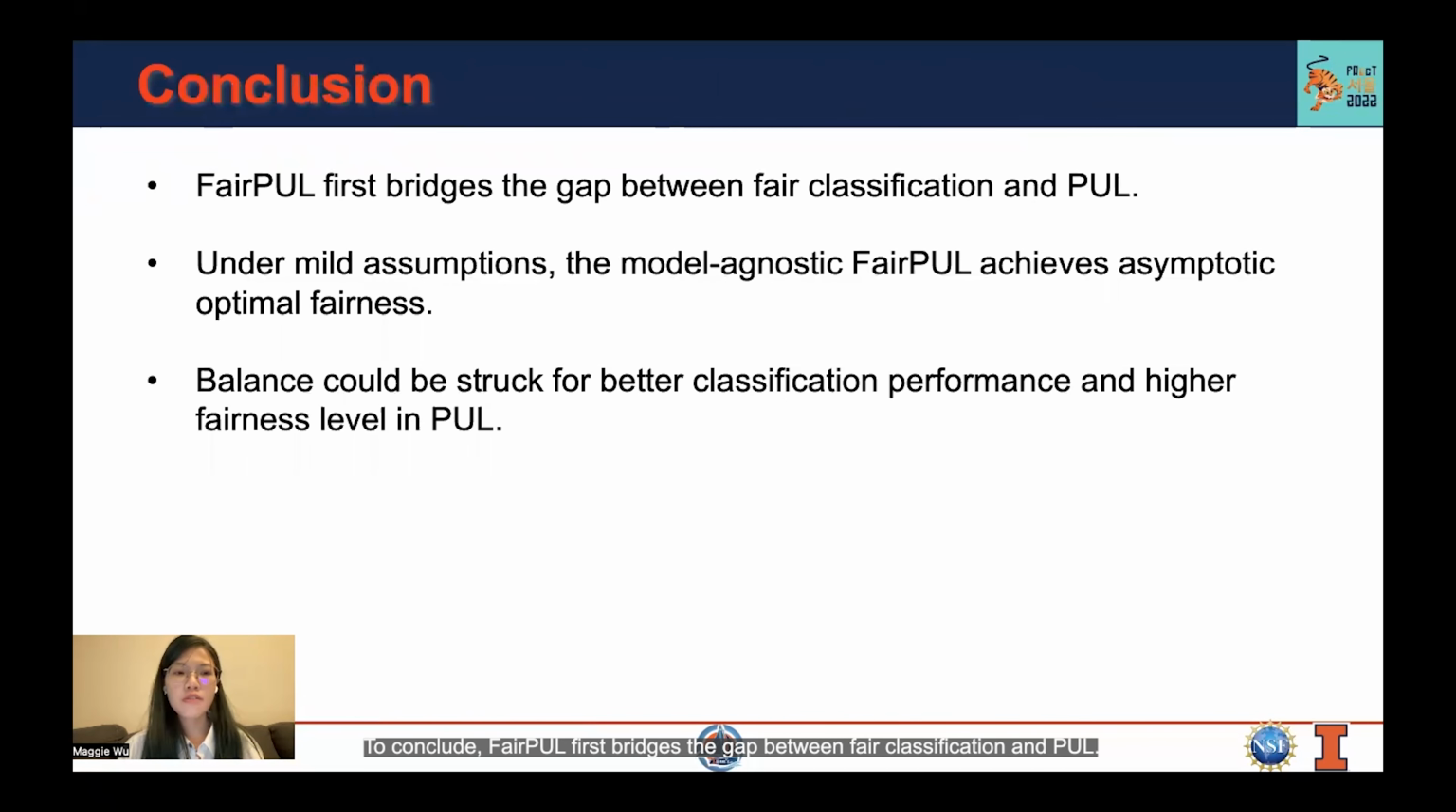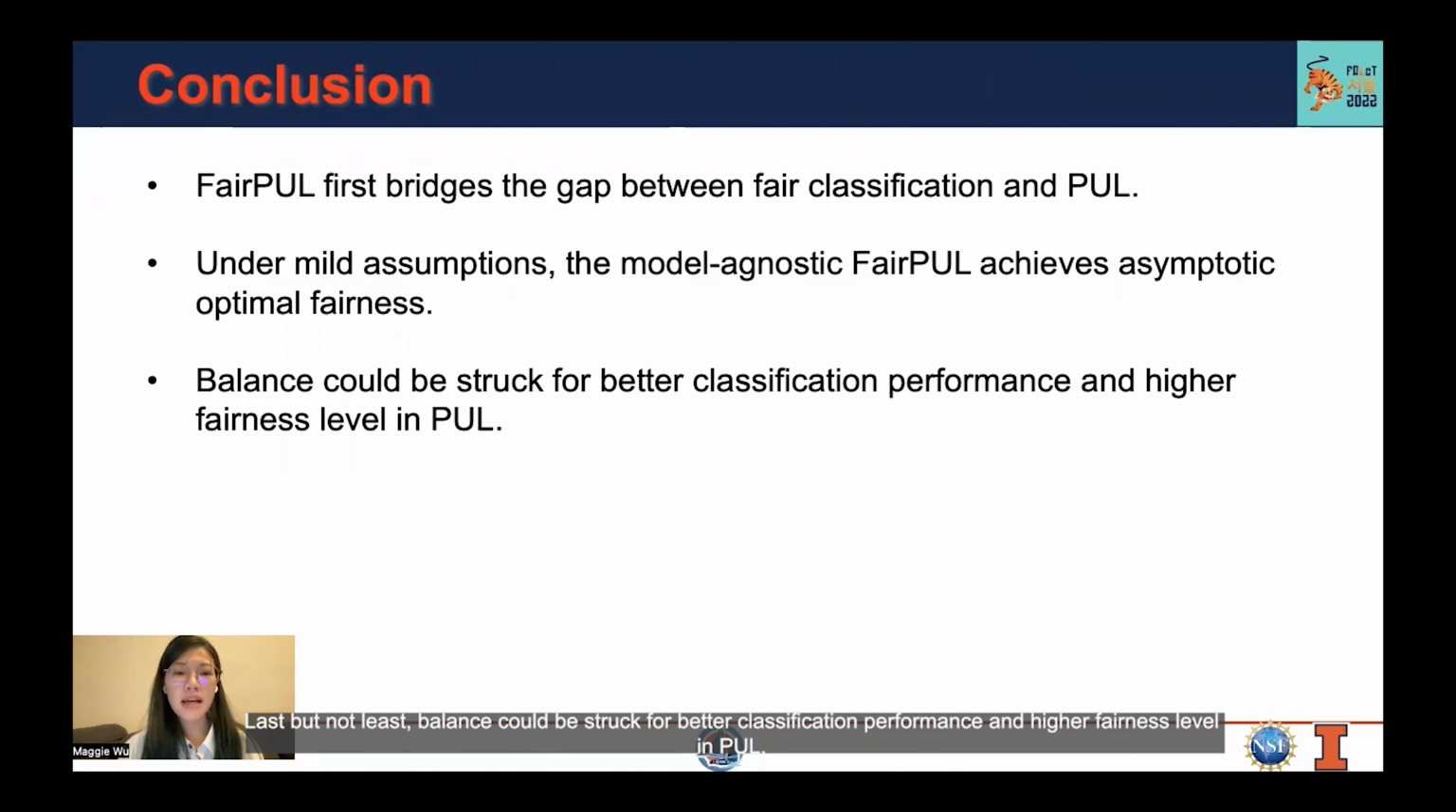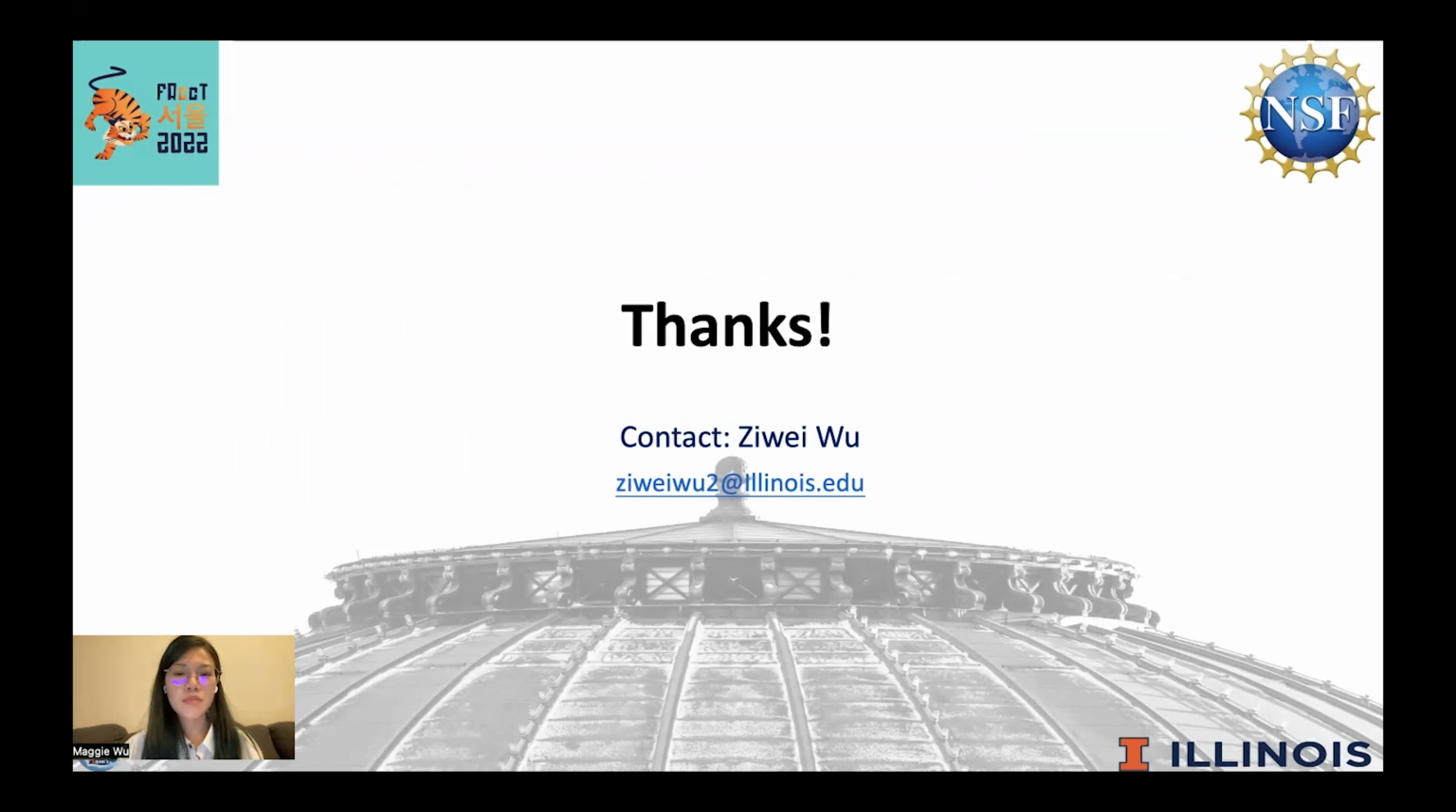To conclude, FairPUL first bridges the gap between fair classification and PUL. Under mild assumptions, the model-agnostic FairPUL achieves asymptotic optimal fairness. Last but not least, a balance can be struck for better classification performance and higher fairness level in PUL.